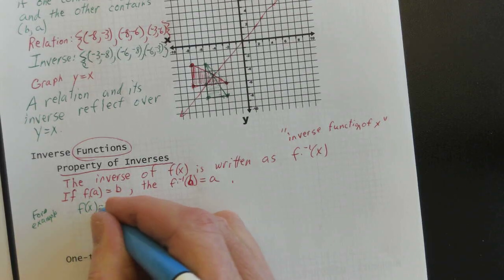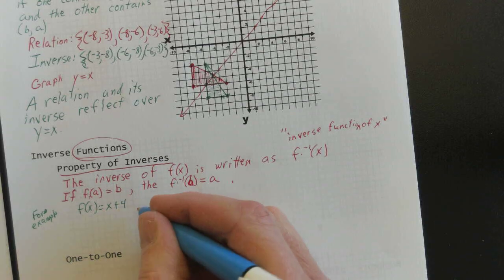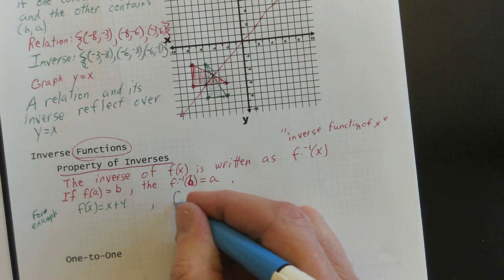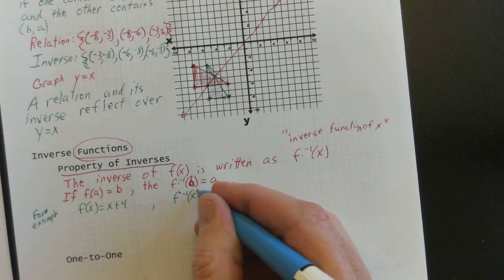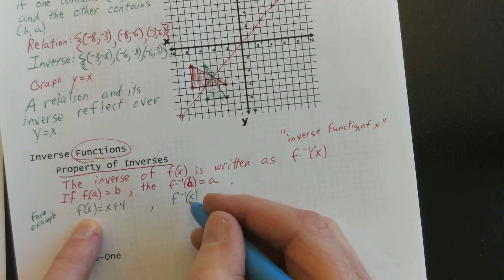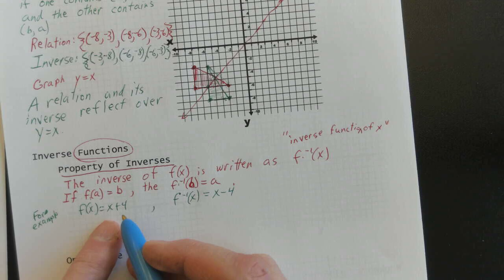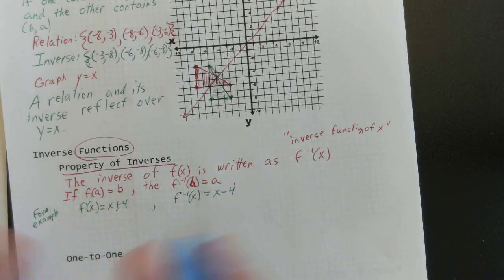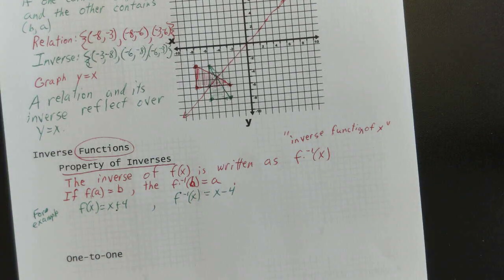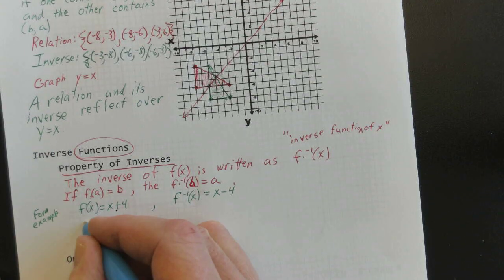F of x equals x plus 4. The inverse function of this function is equal to x minus 4. It doesn't work that you can just change the signs on all of these. That's not how it works. But this is one case that is true, and we'll show you here in a second.